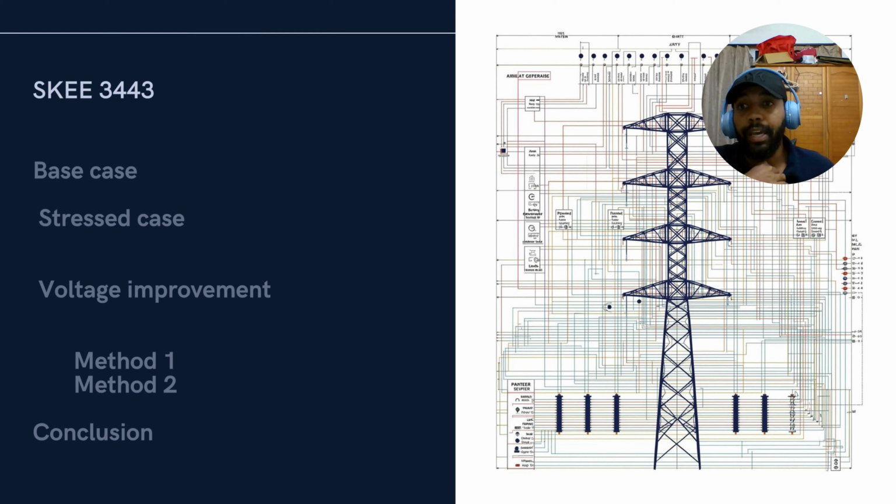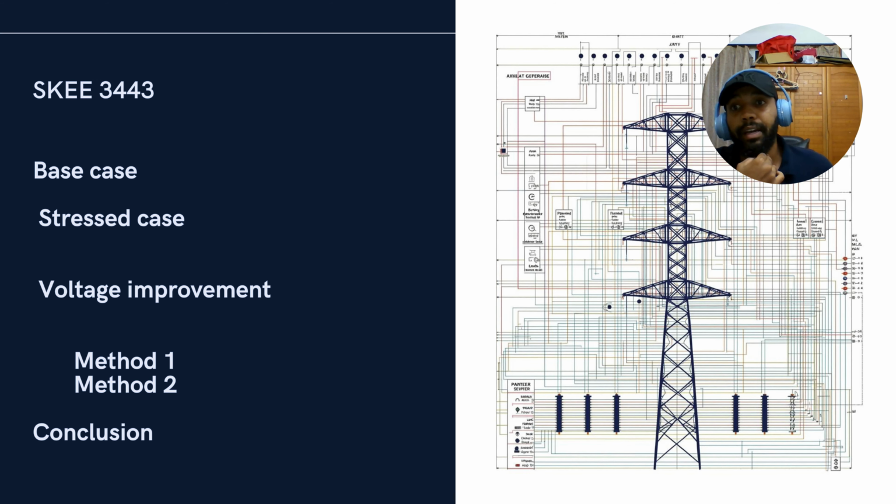So today we are going to be discussing the base case, the stress case, and how we are going to improve the voltage in two methods. And then we are going to come to a conclusion about which method is better. So stay tuned.